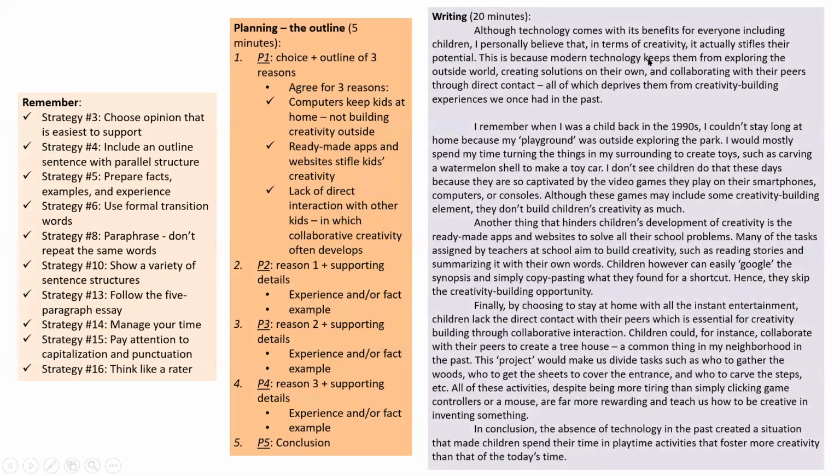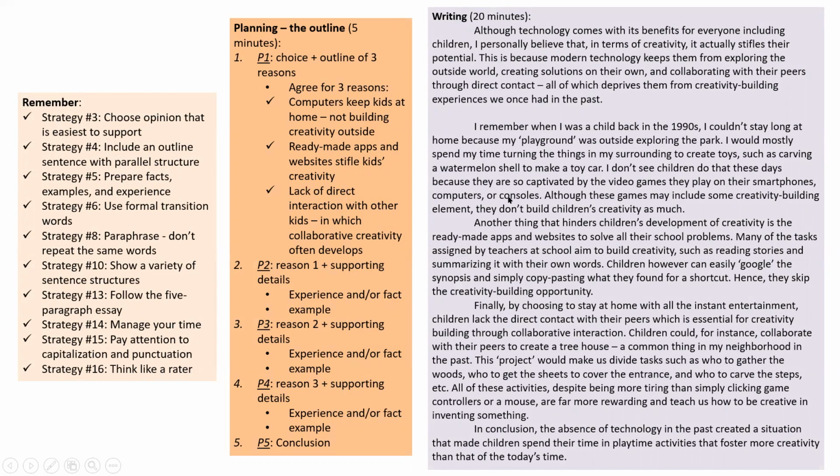This is because modern technology keeps them from exploring the outside world. So that is his first reason. Creating solutions on their own and collaborating with their peers through direct contact. So you can see that the structure of the three reasons is in parallel: exploring, creating, and collaborating. And that is the parallel structure that we've learned in our strategy.